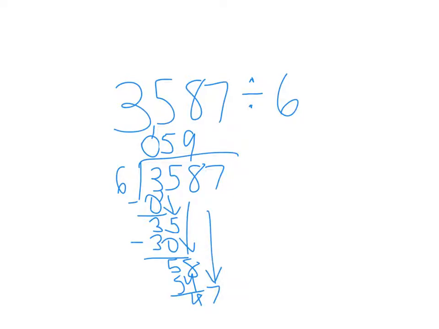And again, I ran out of space. So now I'm going to say how many times does 6 go into 47? That's going to go in a total of 7 times. And that would be 47 minus 42. It's going to be a 5. So the answer is 597, remainder 5.